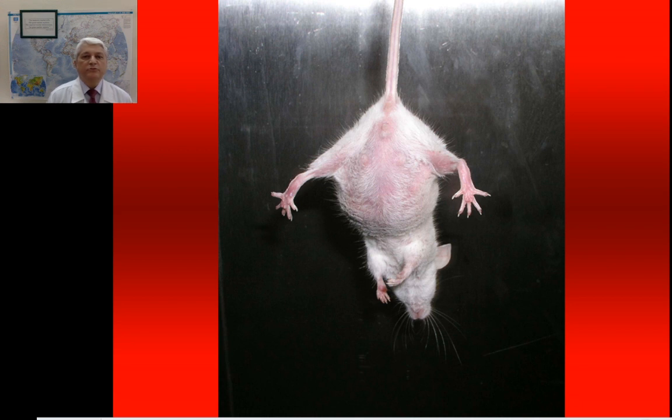One mouse can produce up to 10 milliliters of ascitic fluid, and the concentration of antibodies in each milliliter is approximately 10 milligrams. So one mouse can produce 100 milligrams of monoclonal antibodies. If we take many mice, we can receive a much larger volume of this fluid and a large amount of antibodies.